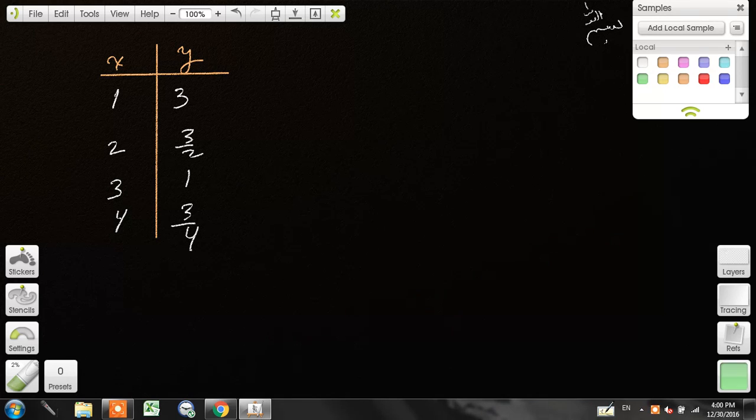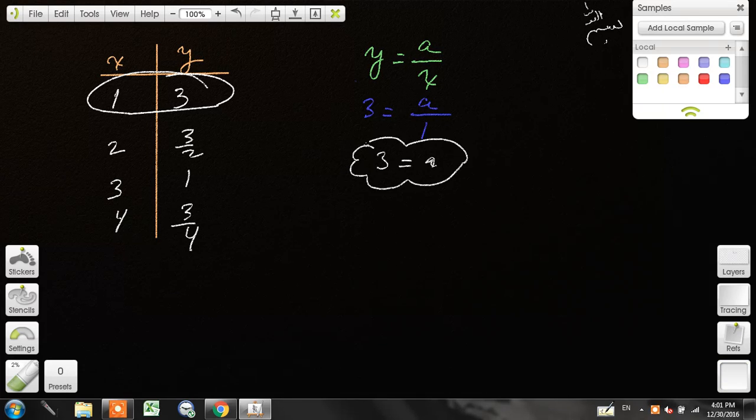Now, if it was an inverse variation, what would this look like? y equals A over x. And A is called what? What's the constant of variation? All right. Well, we don't know what it is, right? Well, let's pick a value and figure this out. Okay? So when y is 3, x is 1, right? So A is what? A is 3. Oh, good. That was easy.